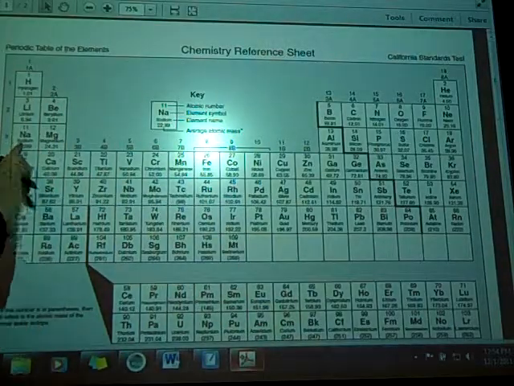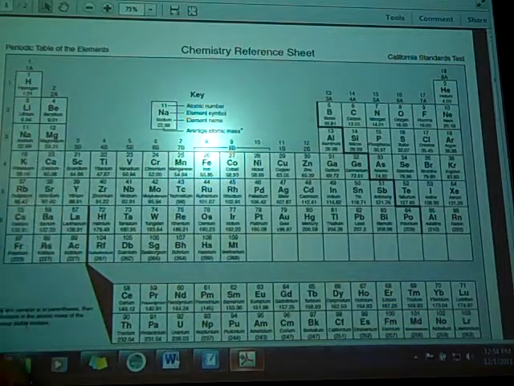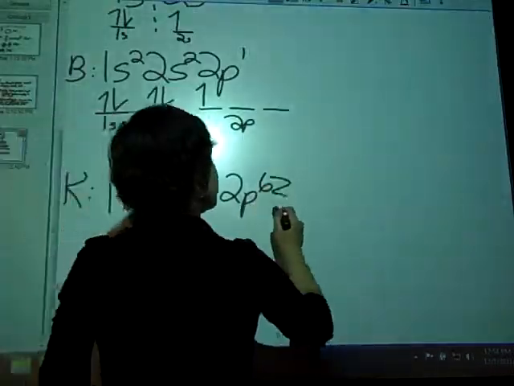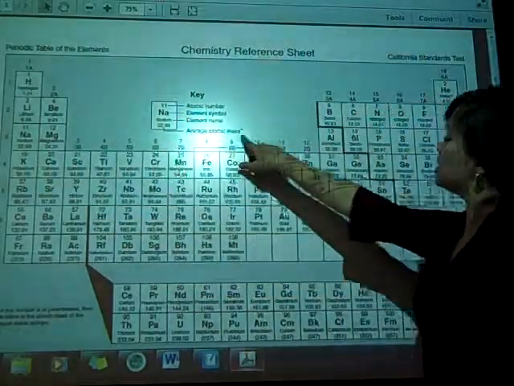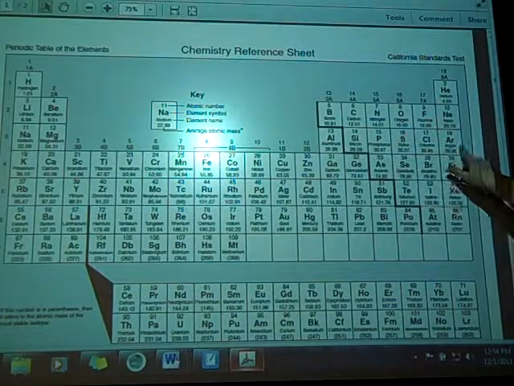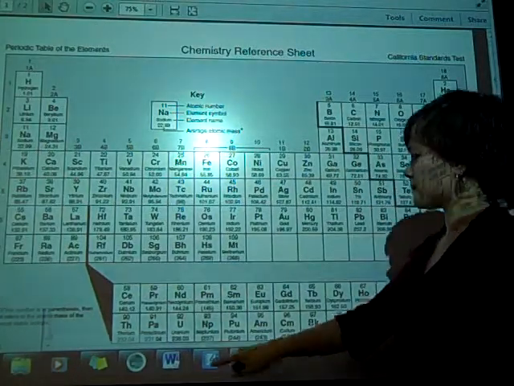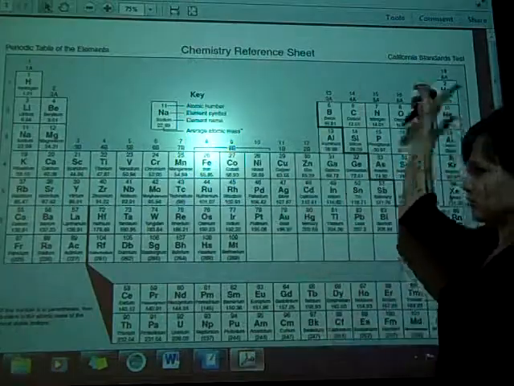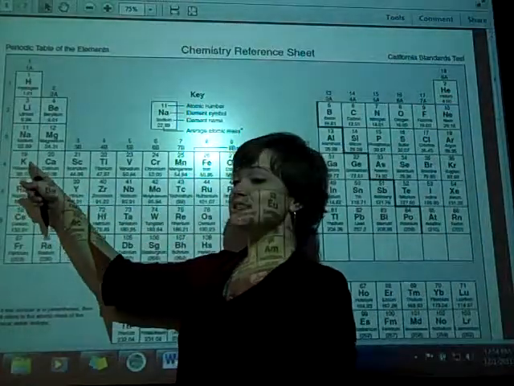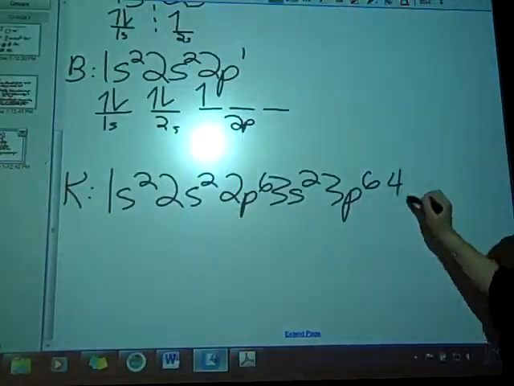Wrap around, now we're to 3, third level, 3s, 1 in the 3s, 2 in the 3s, 3s2, woo, still going. Across we go. Still on row 3, but now we're in the P block. 1, 2, 3, 4, 5, 6. Ran out of real estate. Filled up the P block. Wrap it around. 4s1. 1 electron in the 4s.